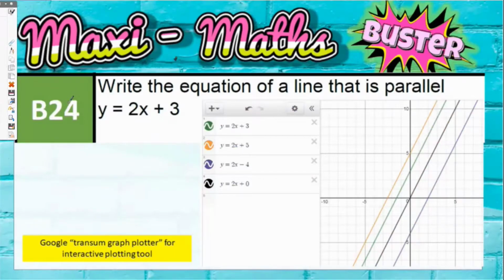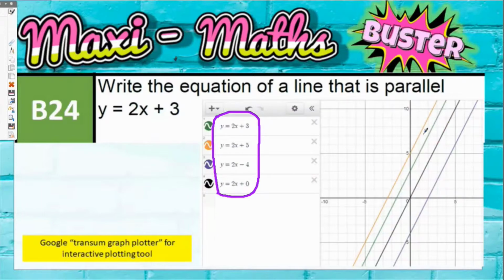Question B24, write the equation of a line that is parallel to y equals 2x plus 3. Now, a great little tool you can use online is the Transform Graph Plotter. If you just Google that, you can type in equations of lines like I have done here, and they're all color-coded, and the website will graph those lines for you.